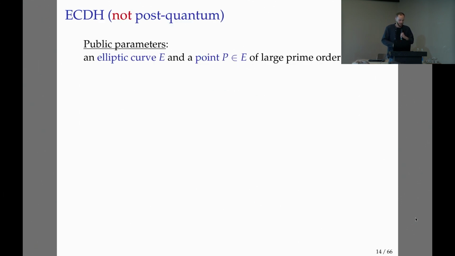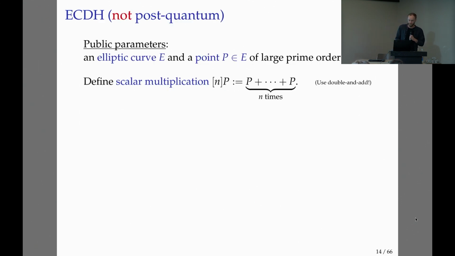Okay, so as I already mentioned, and I'm doing this quickly because everybody has seen this, elliptic curve Diffie-Hellman uses exactly these elliptic curves. So you just choose an elliptic curve nicely so that it has safe parameters. And then the key ingredient to making elliptic curve Diffie-Hellman work is to define scalar multiplication, which just means adding a point to itself n times.